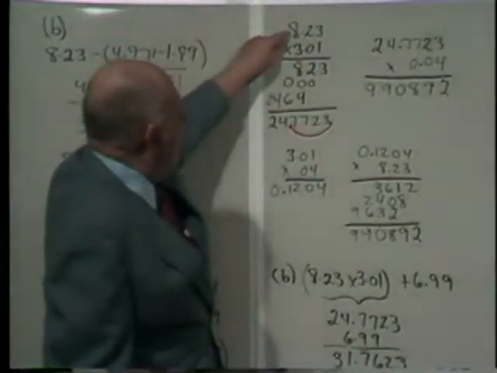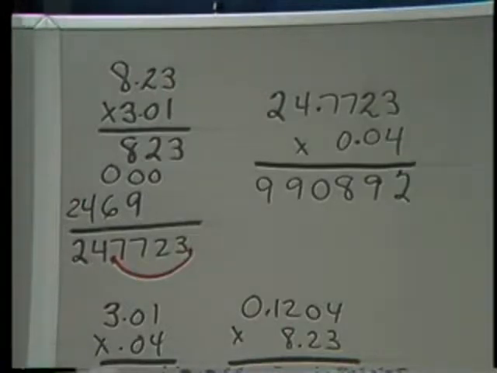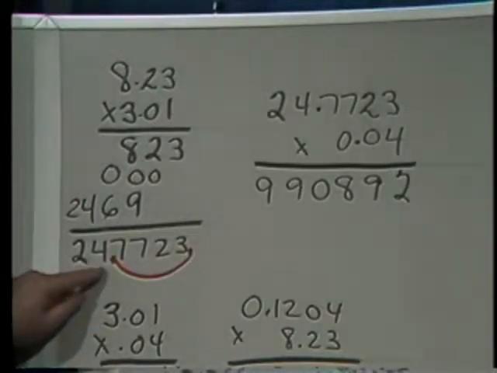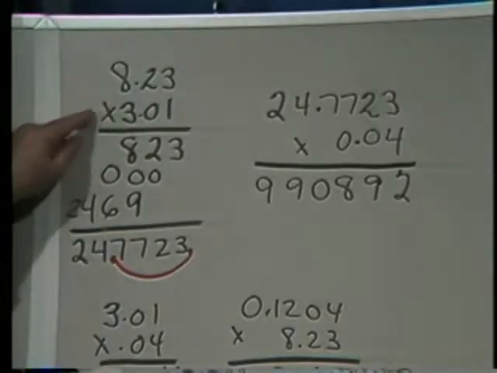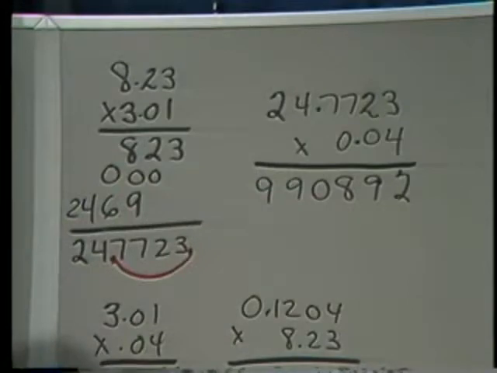And how do we know that that's approximately right? Because this number is about 8. This number is about 3. 8 times 3 is 24. So we're in the right range here. Now we take this answer. We've already multiplied the 8.23 times the 3.01. And now we multiply that answer by our third factor, 0.04.